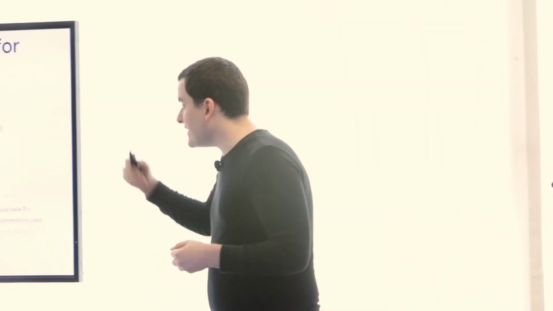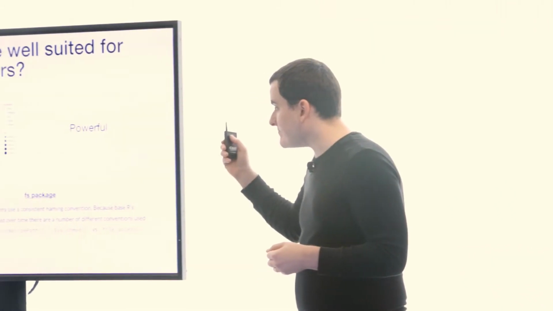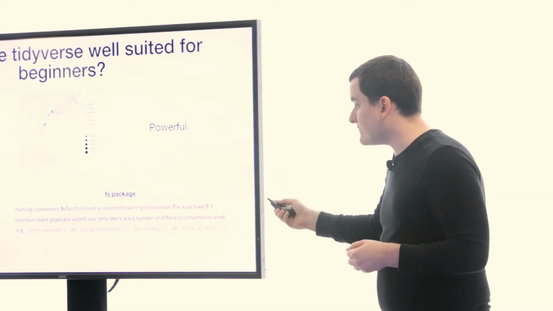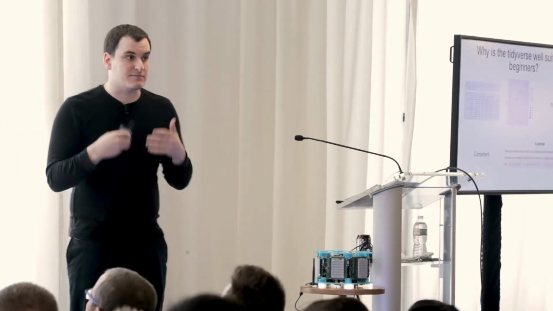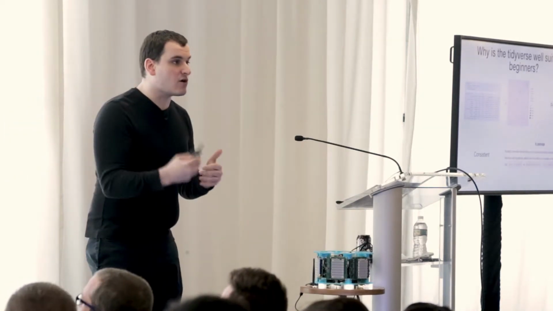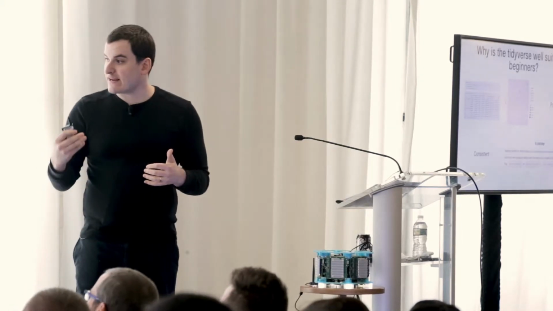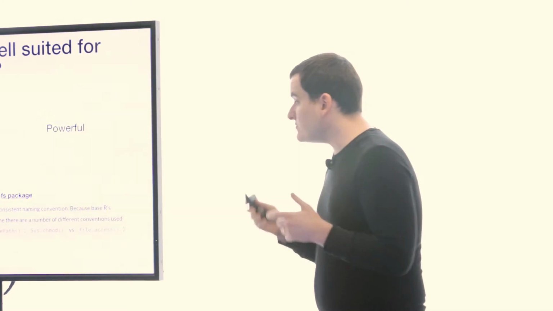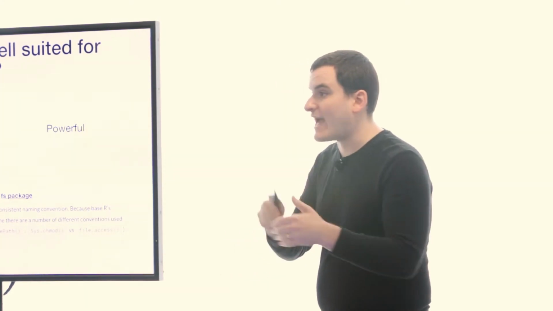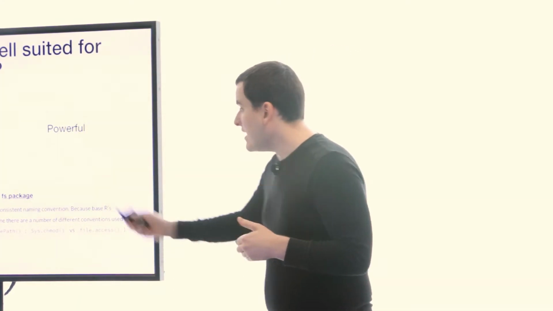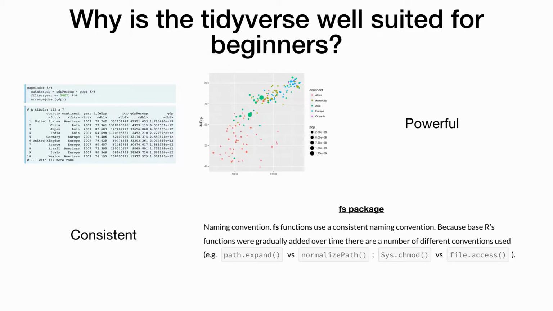This is one example that I was really excited to see. The fs package is one package within the Tidyverse that works with file system operations. And there already are tools in R for working with the file system. But they use different naming conventions because they were added at different times by different people. Lowercase path.expand, or camel case normalizePath, or capitalized Sys.chmod, or file.access.